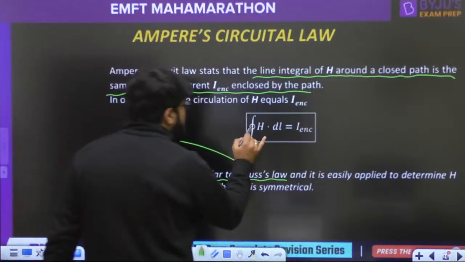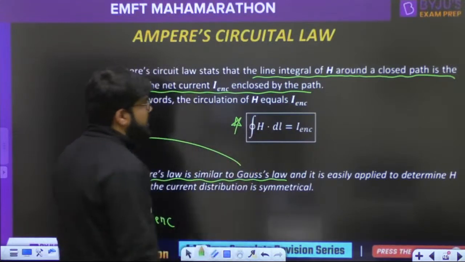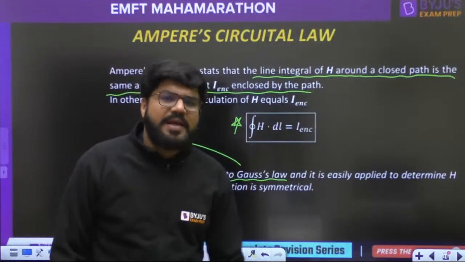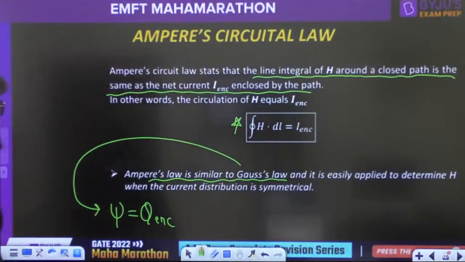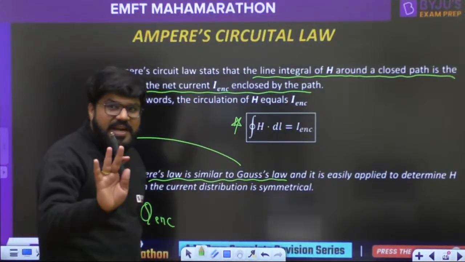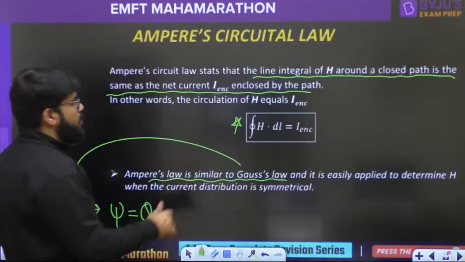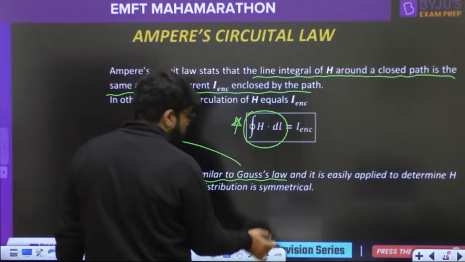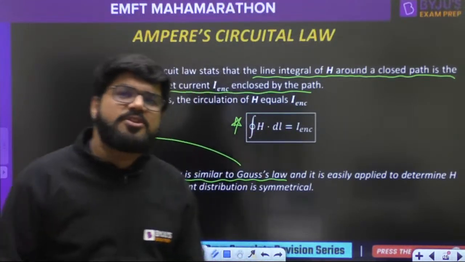That means integral H dot dl around the closed path is equal to the current enclosed by it. This is also known as one of the Maxwell's equations for static field. Static fields; time varying fields I will explain later. Because it is a line integral along a closed path, and whenever you want to simplify the line integral along the closed path, we apply the Stokes theorem.